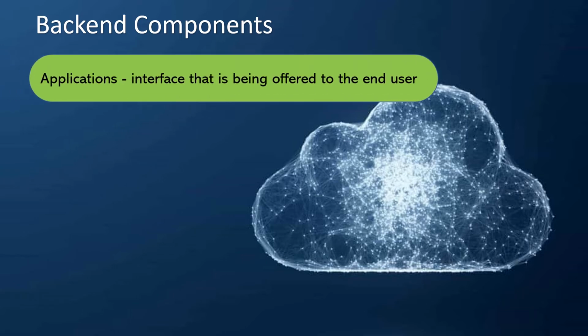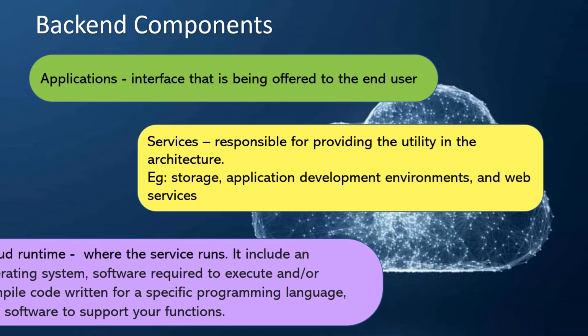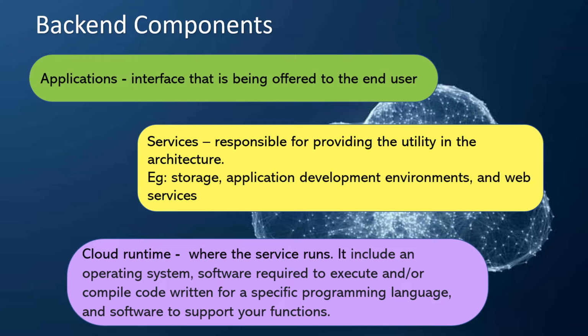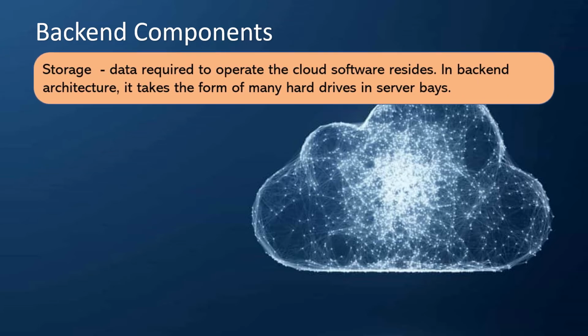Services provide the utility in the architecture. This means that any task that runs on the cloud computing system is taken care of mainly by the service. It is similar to the heart of the architecture and is one of the main components in the entire system. Cloud runtime is where the service runs. It's similar to an operating system in the cloud with technologies such as virtualization, allowing multiple runtimes to exist on the same server. Then comes storage, which is where all the data required to operate the cloud software resides.